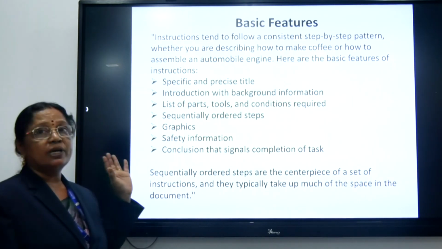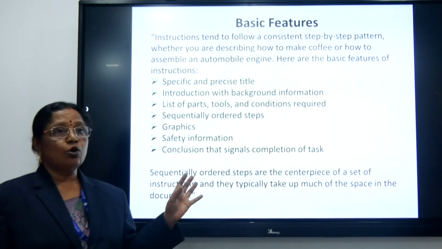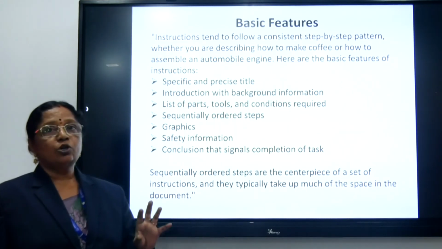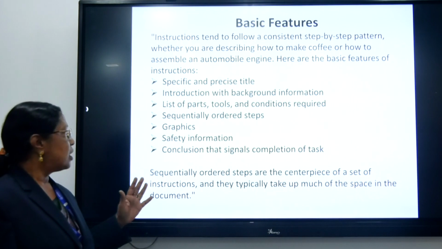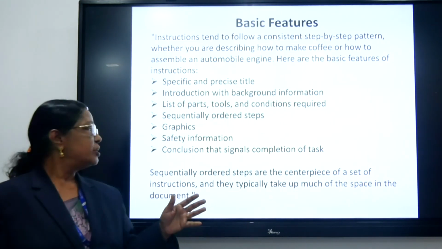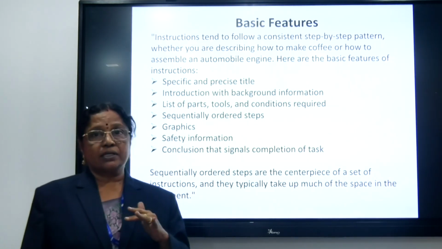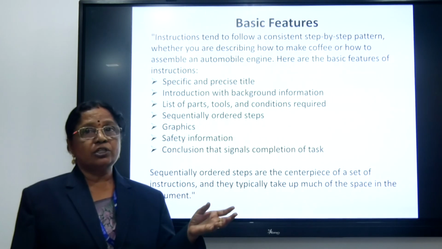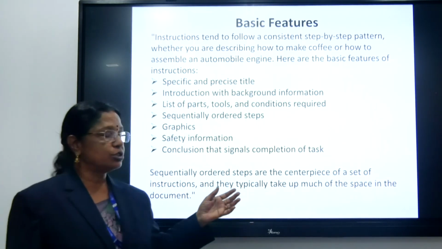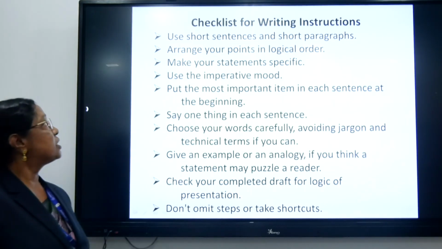Next, you have to give the list of parts. Only by knowing the parts can they install the tools or whatever the machine may be. You must also give all the safety information and a conclusion that signals completion of the task, because without knowing the completion, they may not operate the machines. So that's why we have to give all these basic features in the instruction.